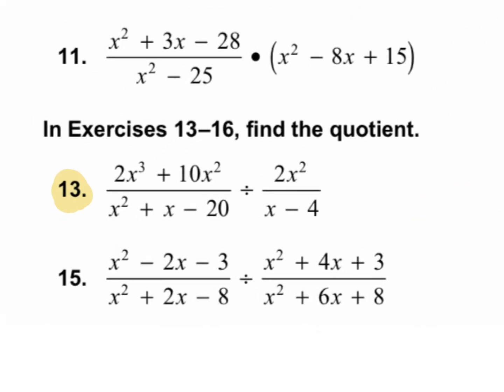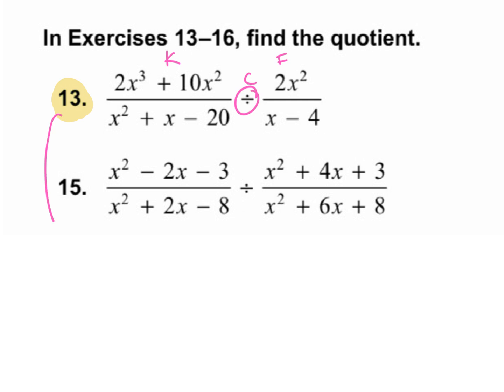Let's look at 13. So 13, we are dividing. This is find the quotient. Also gives us the little dividing sign. What do we do first when we divide? Keep, change, flip. Keep the first one, change to multiplication, flip the second.